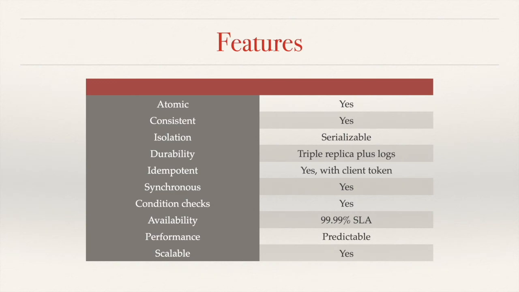Let's see what the features of DynamoDB transactions are. It provides atomicity, it provides consistency, isolation is serializable, durability is with triple replicas, and it is idempotent. With the help of a client token you can handle idempotency. It is a synchronous operation, you can have conditional checks, and its availability is 99.99%. It gives you predictable performance and it is scalable. So all these are the features of transactions.